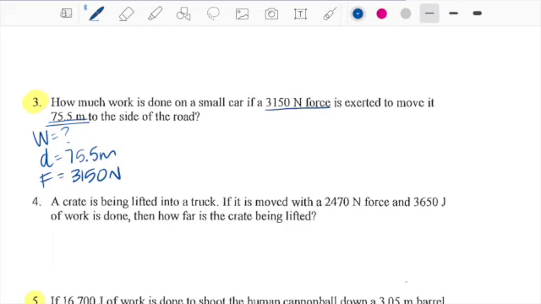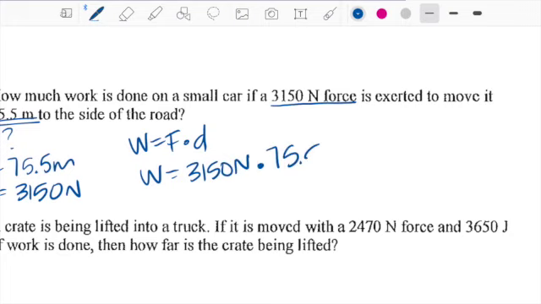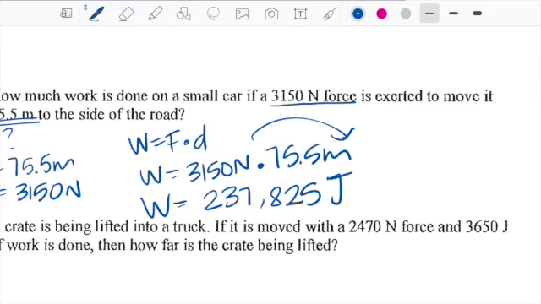Now please try to imagine this car and the force applied on it and how it's moving to the side of the road, and that might be easier for you guys to understand the problem. So this one would be work equals force times distance. Work equals 3,150 newtons times 75.5 meters, and your answer will be 237,825, and newtons times meters will give you joules.